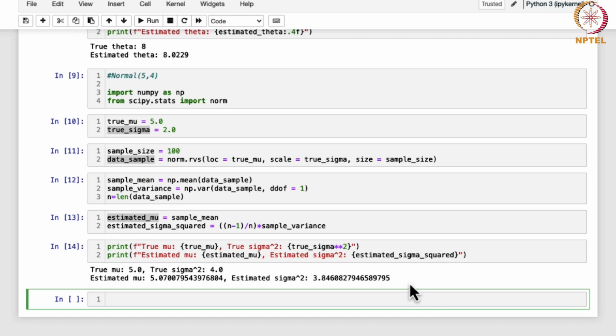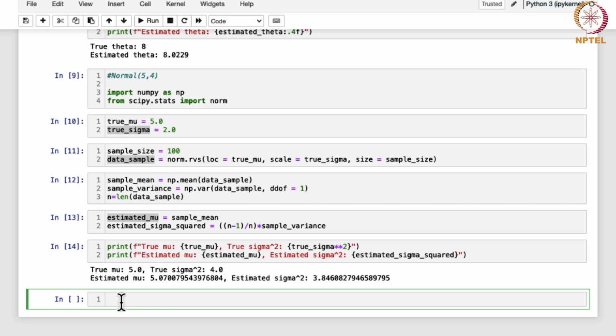So true mu was 5, as we have taken over here, and sigma squared was 4. Finally, when you used the estimators that you obtained for the normal distribution, that is x bar and (n-1)/n times the sample variance, what you obtained is that the estimated mu is 5.07 something, and here it is 3.846. So again you can see that they are very close to their true parameters.